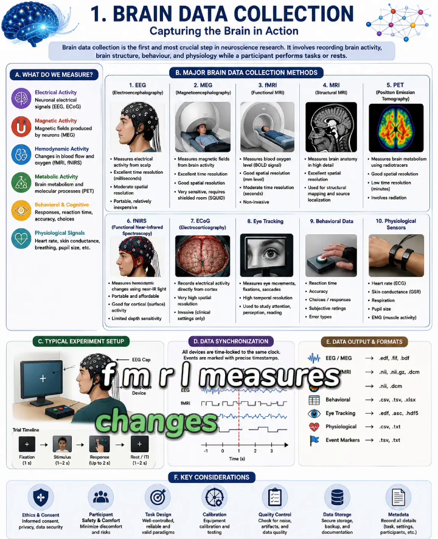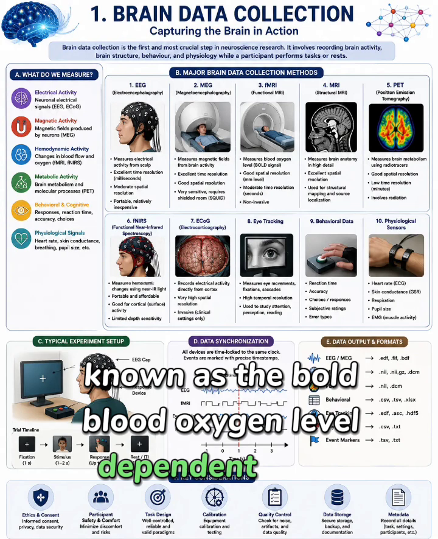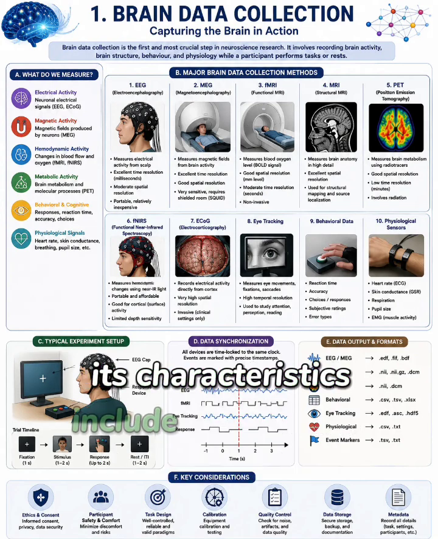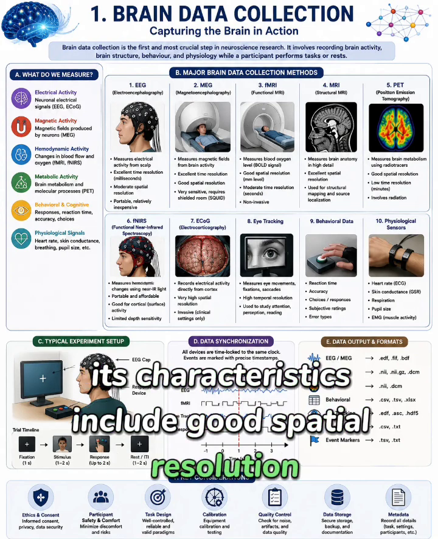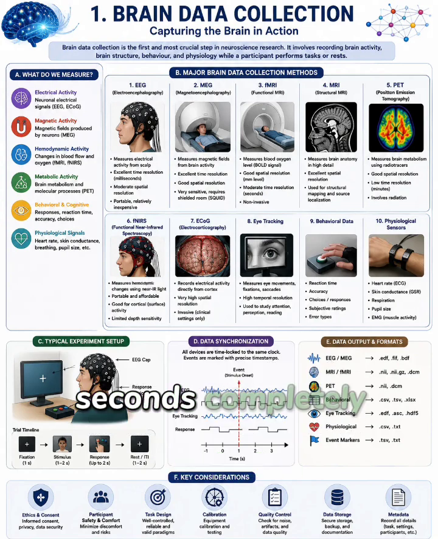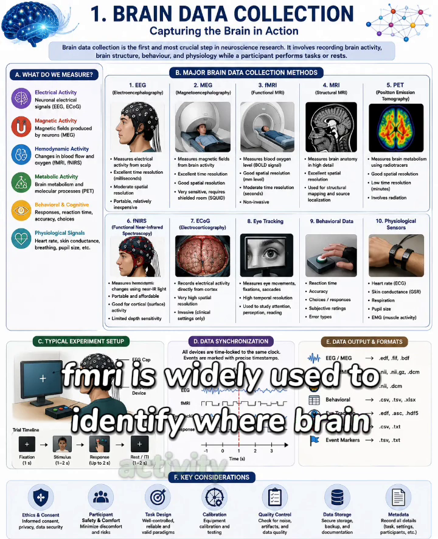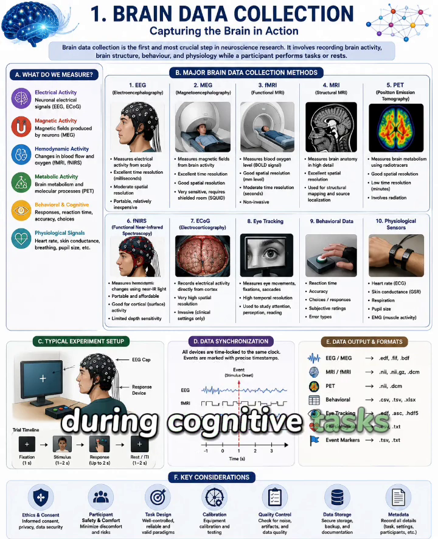fMRI measures changes in blood oxygen levels, known as the BOLD, blood oxygen level dependent signal. Its characteristics include good spatial resolution, millimeter level, moderate temporal resolution, seconds. Completely non-invasive, fMRI is widely used to identify where brain activity occurs during cognitive tasks.